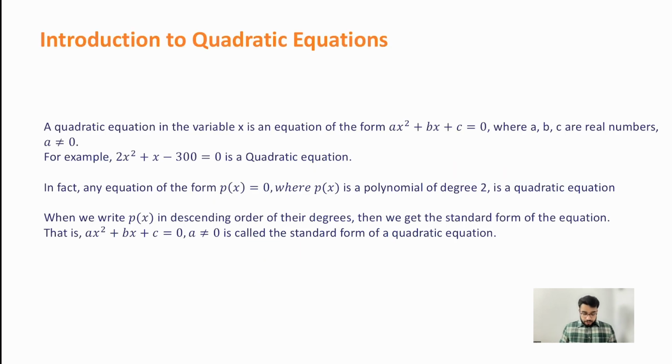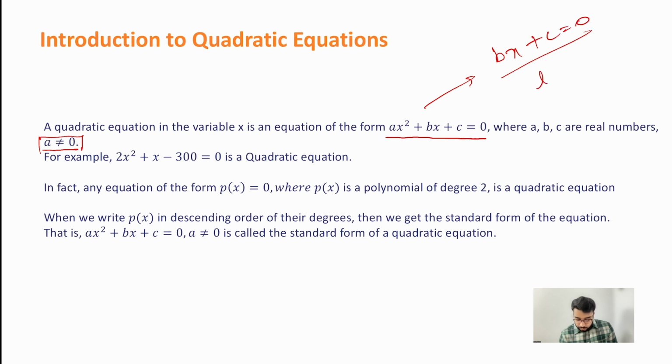Now, introduction to quadratic equations. The quadratic equations are written as ax square plus bx plus c is equal to 0, where a is not equal to 0. This is the standard form of a quadratic equation. Why is it important that a is not equal to 0? Suppose a is equal to 0, then this equation would be bx plus c is equal to 0, and this would be a linear equation. Therefore, it would not remain a quadratic equation. Therefore, ax square plus bx plus c is equal to 0, where a is not equal to 0, is a quadratic equation. One example of this is 2x square plus x minus 300 is equal to 0.